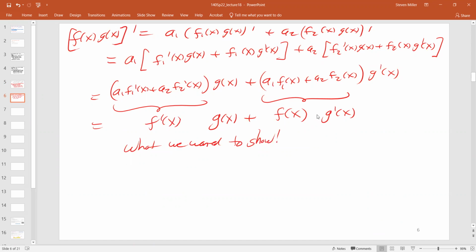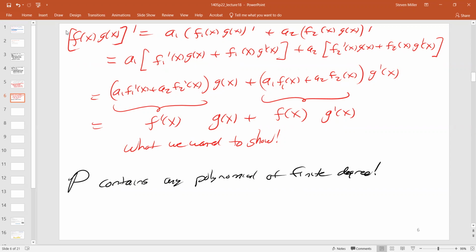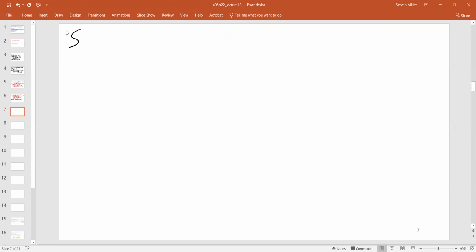So we just proved that if you take any two things in P, their linear combination is in P. So now we know a lot more. P contains any polynomial of finite degree. We can't take polynomials of infinite degree, but we can take polynomials of any finite degree. We just keep doing lather, rinse, repeat, lather, rinse, repeat, lather, rinse, repeat. So this is the shampoo math. Okay.